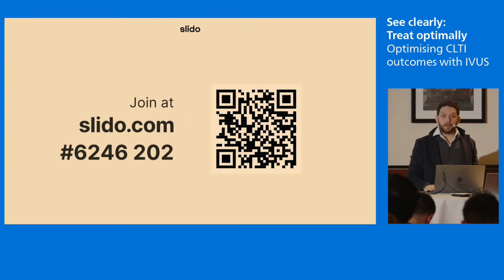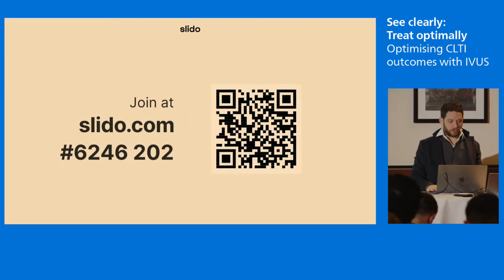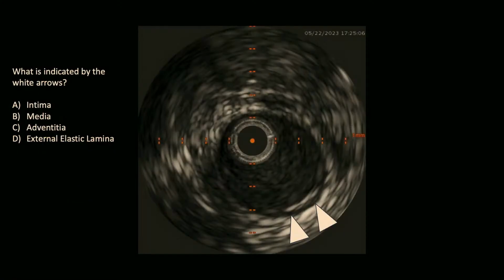So everyone joined or tried to join? Good. So what is indicated by the white arrows on this image?